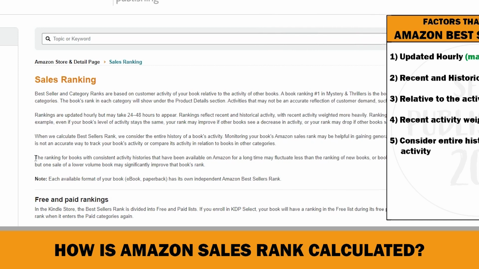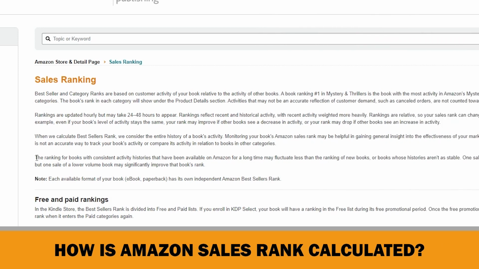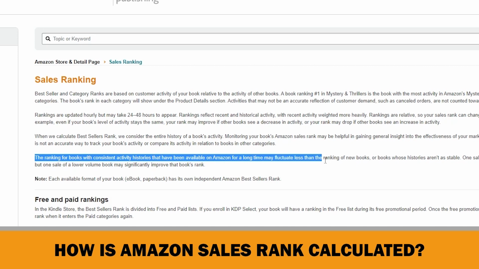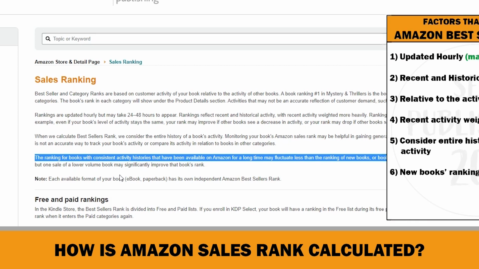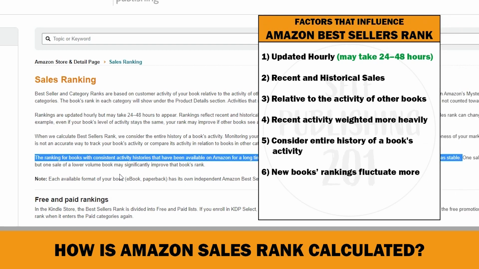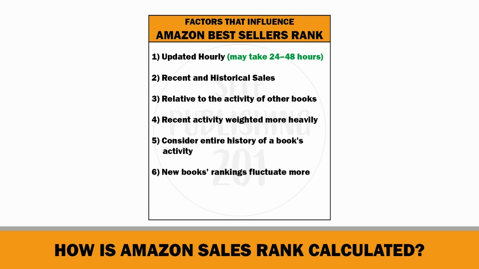If we check the last paragraph, they say here that the ranking for books with consistent activity histories that have been available on Amazon for a long time may fluctuate less than the ranking of new books, or books whose histories aren't as stable. So we understand here that new books' rankings fluctuate more. I am adding this information also to our list. So our list is ready.